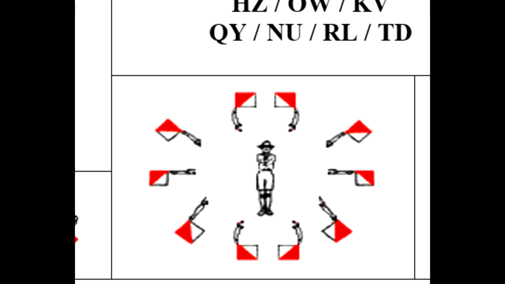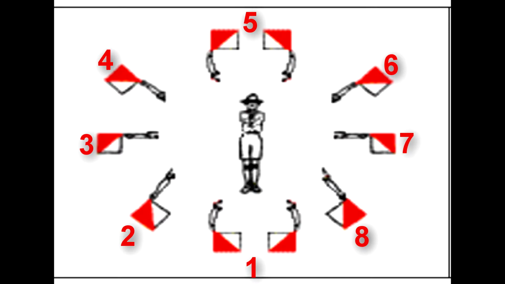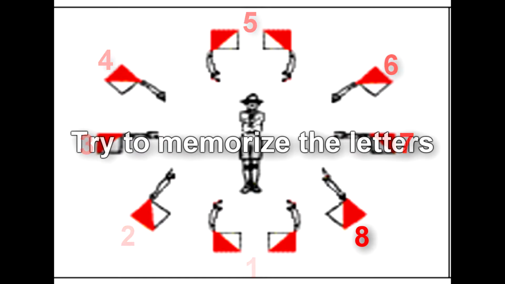This is where it gets a little bit difficult to memorize, especially when you are recording your semaphore message down. But over time, the more you practice, it'll be much easier to write your semaphore message down by just simply writing the letter itself.